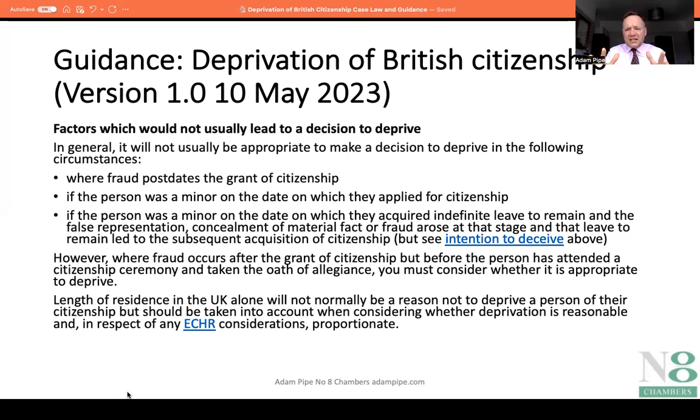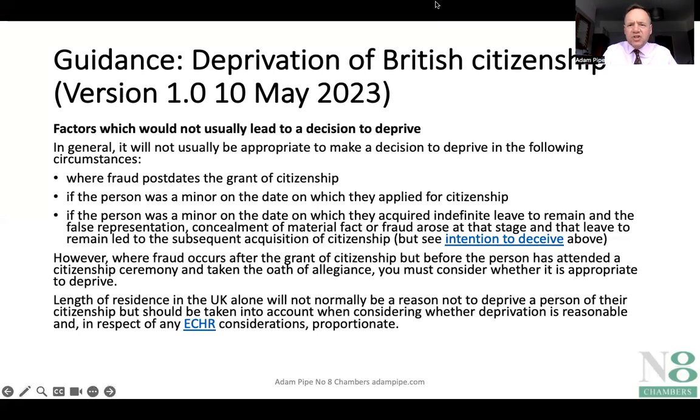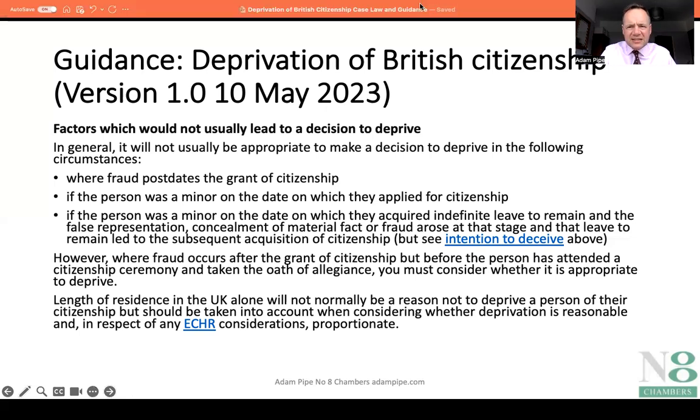So that guidance is there now and should help you, particularly when making representations in relation to the Secretary of State's intention to make a deprivation decision. You've also got the case of Chimmy, which guides you as to the correct approach and the questions to ask in deprivation appeals. I hope that's helpful to you.